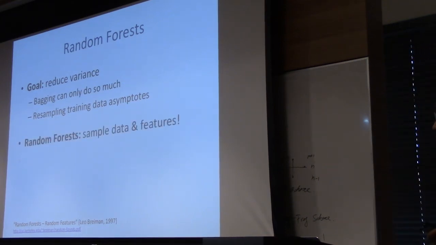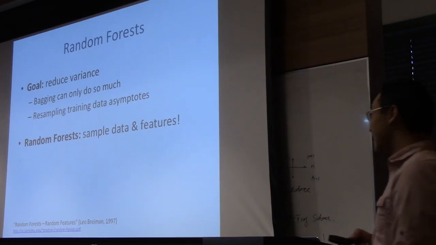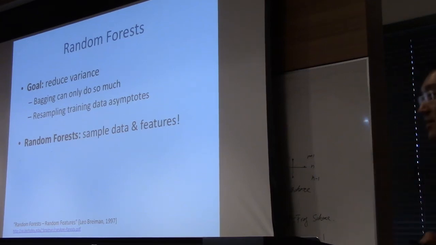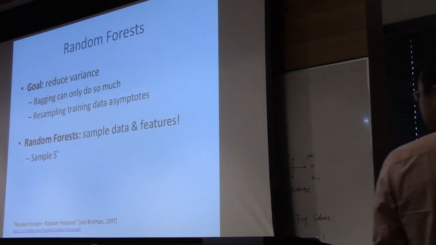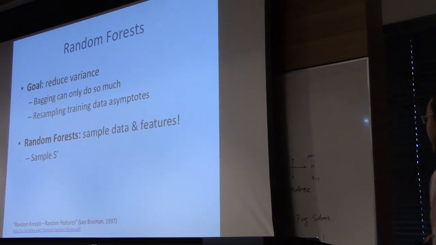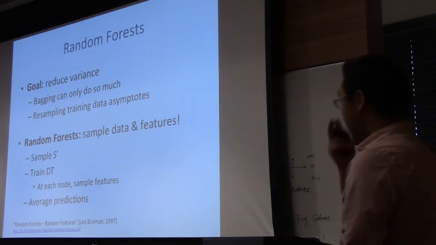The intuition behind random forest is that, okay, let's not just resample training data. Let's sample training data and features, right? So here's the procedure for random forests. We sample a training set S prime through bootstrapping from the original training set. And then we train a decision tree on S prime, right?